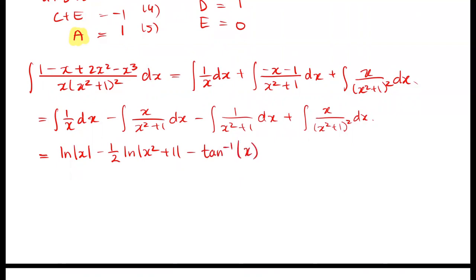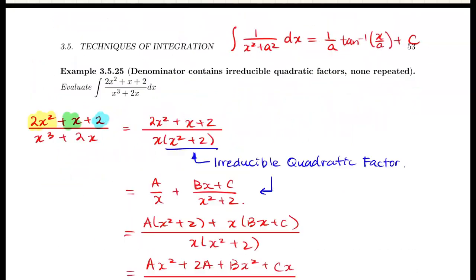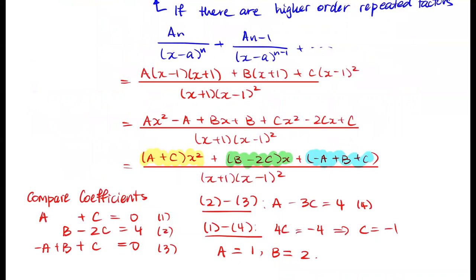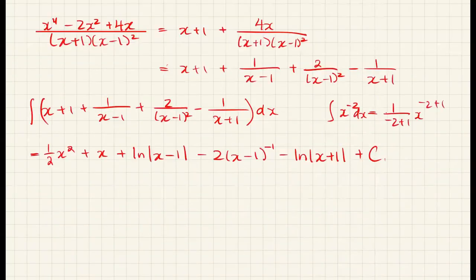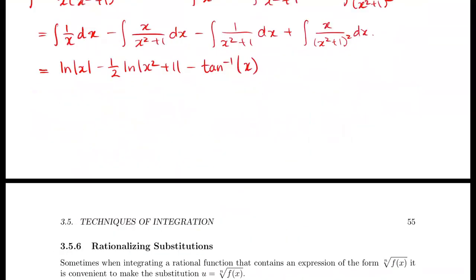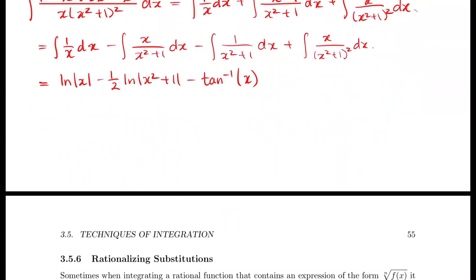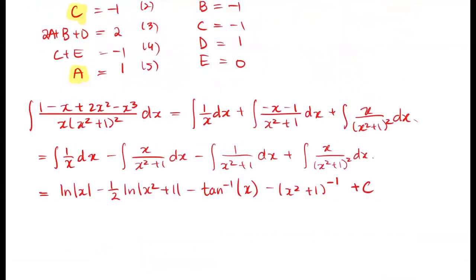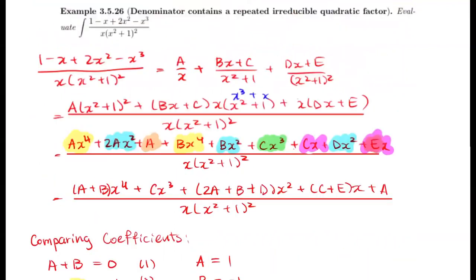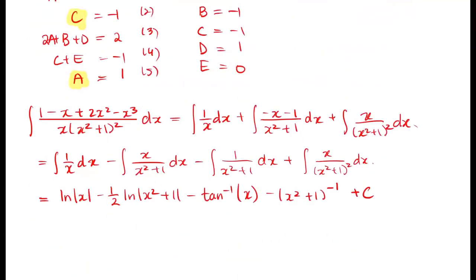And as for the last one, if we do the repeated one, it would look something like this integral here. So that's going to be negative one half times x squared plus 1 to the power -1. And then plus c. So that is the last part of integration of rational functions using partial fractions.